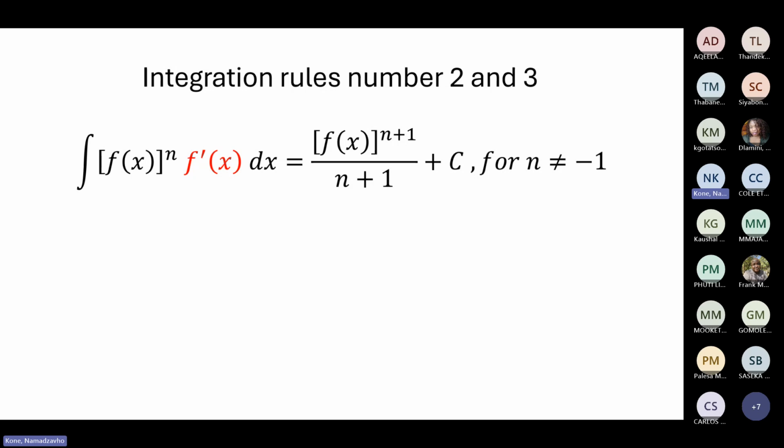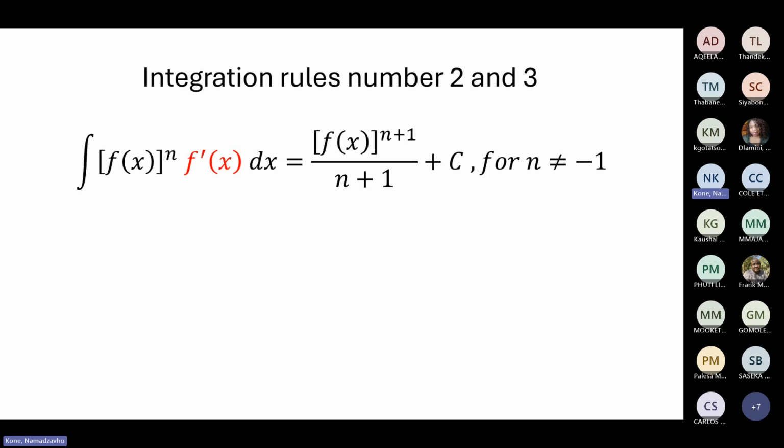For any other n, n can be an element of real numbers except minus 1. It can be a fraction, it can be a decimal, it can be positive, it can be negative. It happens the same way. You add 1 and you divide by the result.